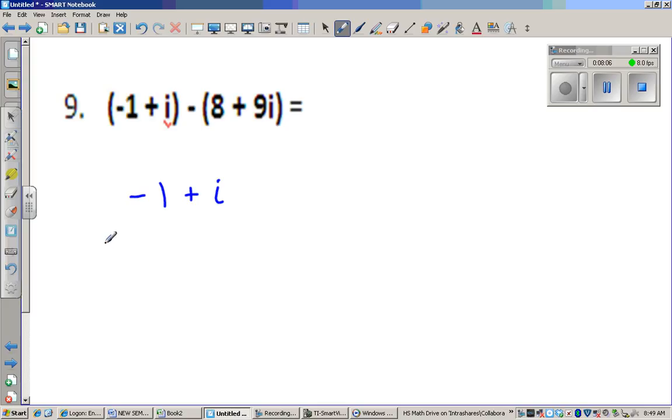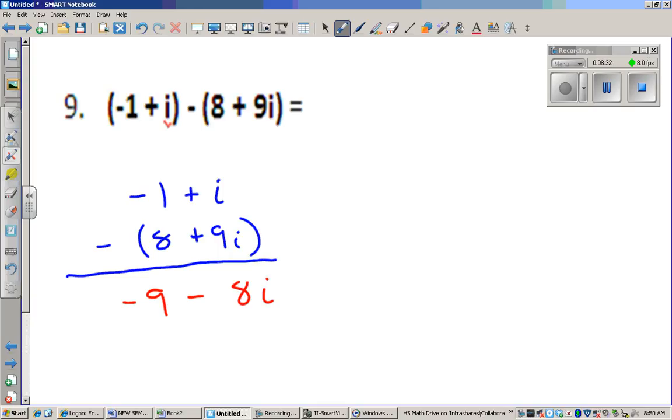We just stack the terms. Put your real number over the real number and the imaginary numbers on top of each other. And in this case, we've got negative 1 minus 8, so negative 1 minus 8 is negative 9. i minus 9i is minus 8i, and we're done. So those will go very quickly. You can also put those in the calculator. Please don't forget parentheses when you do that.